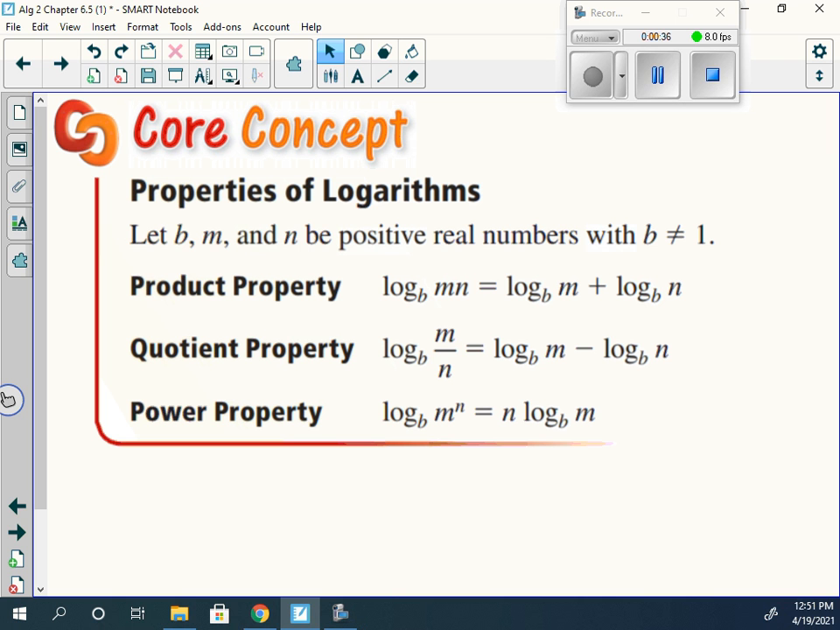Our quotient property states that if we have two things being divided inside a logarithm, it is the same as those being subtracted from each other. And if we have something to a power inside a log, we can move that exponent out front. So these three here are our basic properties of logarithms that we have. And really one can be derived from the other.